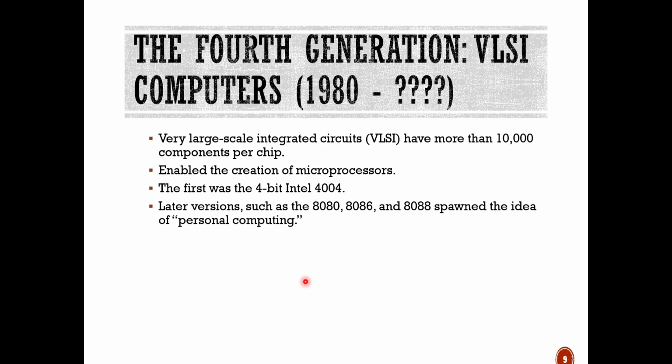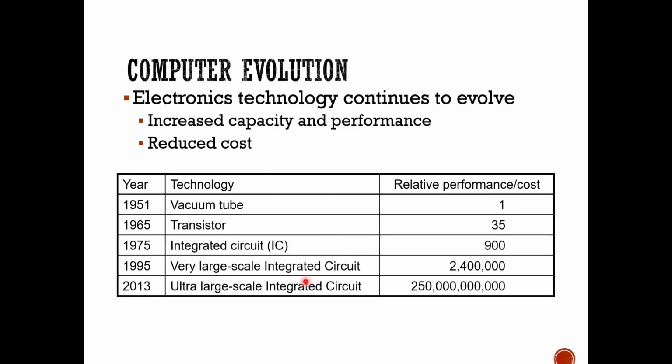So what these are, they're very large scale integrated circuits, and they have more than 10,000 components per chip. And up to now, there are actually ultra large scale integrated circuits. There's still a family of the VLSI, but they include millions and millions of transistors in one chip. And the first VLSI was the 4-bit Intel 4004. And there were, of course, later versions that spawned the idea of personal computing.